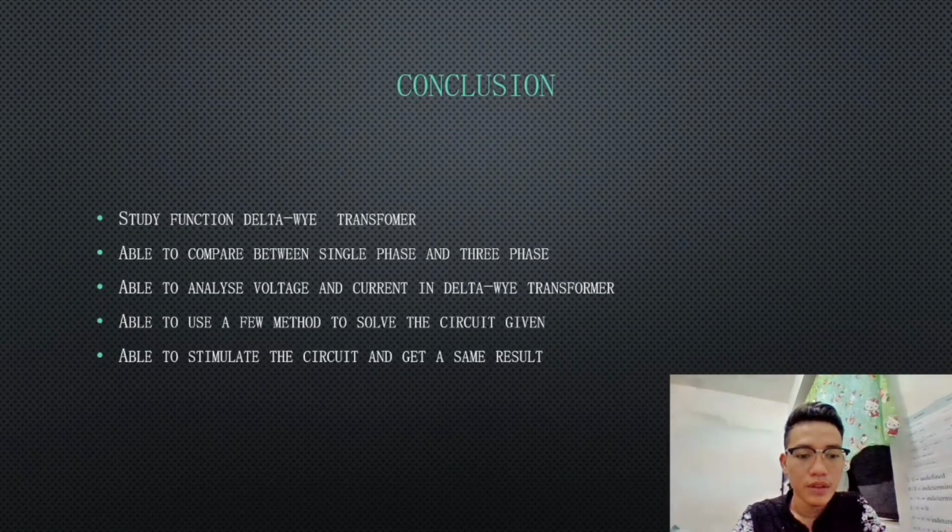The third one is we are able to analyze the voltage and current in the delta-Y transformer. In this part, we are able to find the phase voltage and line voltage, also phase current and line current. Number 4 is we are able to use a few methods to solve the given circuit, such as converting delta to Y connection. The last one is we are able to simulate the circuit and get the same result as the calculation. In this part we are using PSpice to simulate the circuit, and we get the same result as the calculation at the end of the project. That's all from me. Thank you.